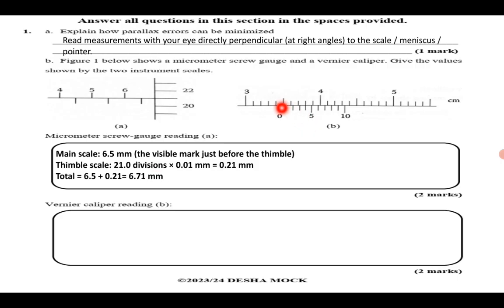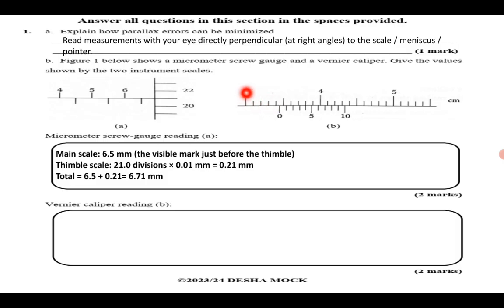Let's look at this one, the vernier caliper. When you're taking a reading from a vernier caliper, first of all, consider the reading to the left of the 0 of the vernier scale. So the reading here is 4. The mark before the 0 mark is 4. Count this. Excuse me, this is 3 and this is 4. Okay, so this must be 3.4. That's 3 centimeters and 4 millimeters.